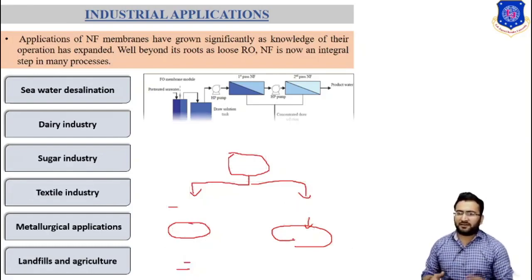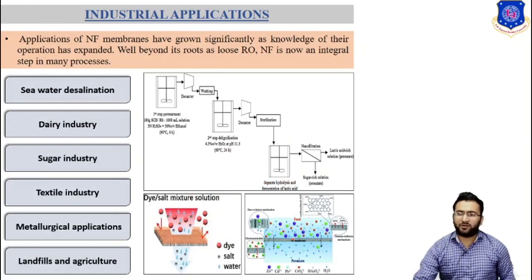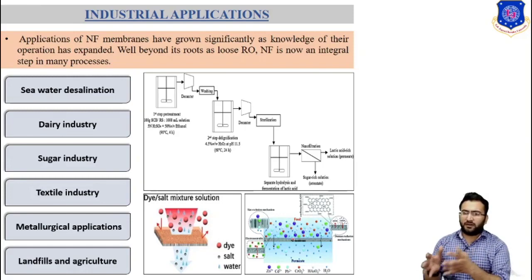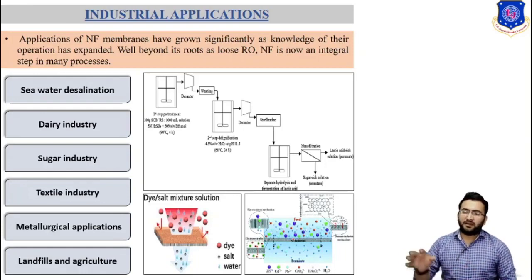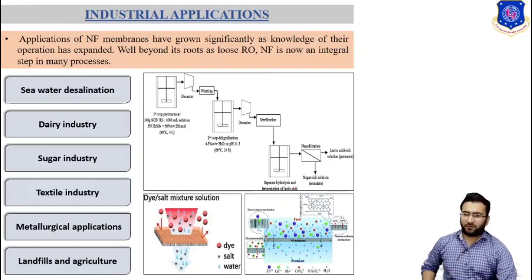Now let us discuss the next application, which is in the sugar industry. In the sugar industry, nanofiltration is used for concentrating sugar, where traditional concentration processes such as evaporation are not effective. There nanofiltration is used. So in the sugar industry, nanofiltration is used for the concentration of sugar.